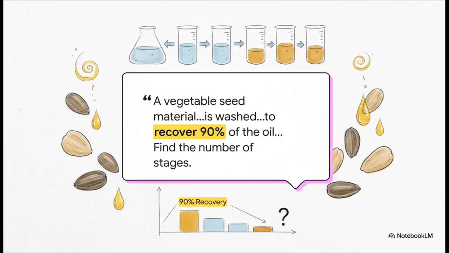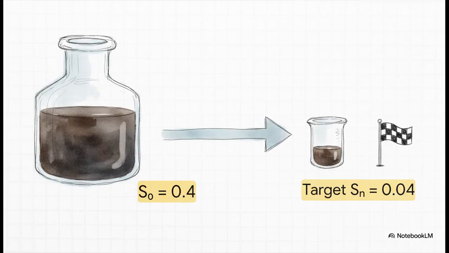So here's our mission. We've got this vegetable seed material, and it's full of oil. We need to wash it with a solvent to get 90% of that oil back. The big question is simple. How many of those washing stages do we actually need to build to hit that 90% recovery goal? Let's put some hard numbers on that. We start with 0.4 kilograms of oil per second mixed in with our solids. Now, if we want to recover 90% of it, that means we have to wash out everything except for 10%. So our target, our finish line, is to get that remaining oil down to just 0.04 kilograms. That's the number to beat.